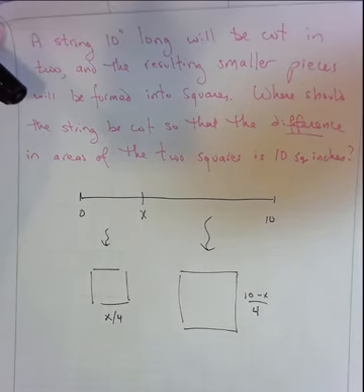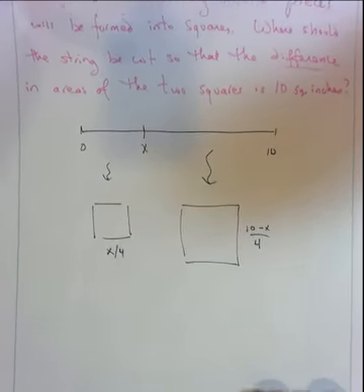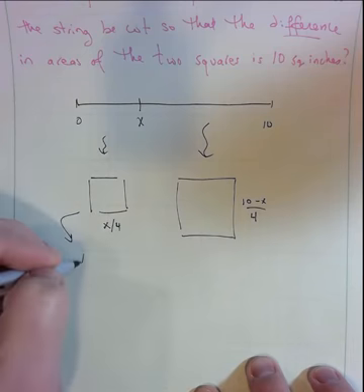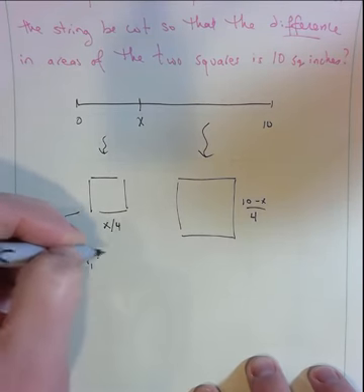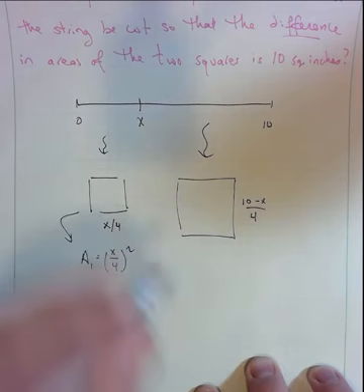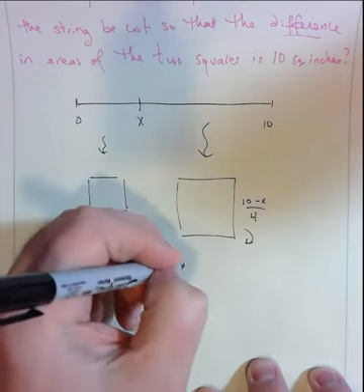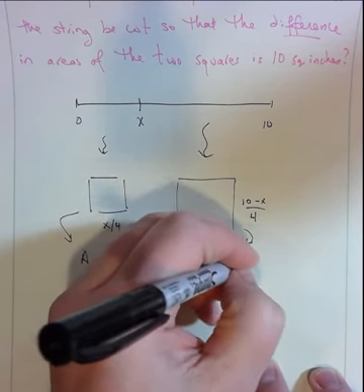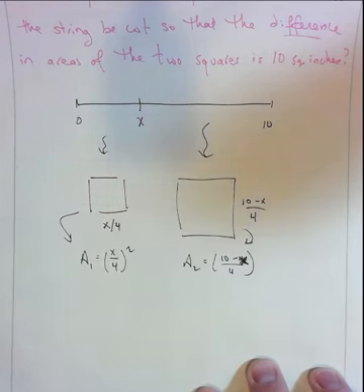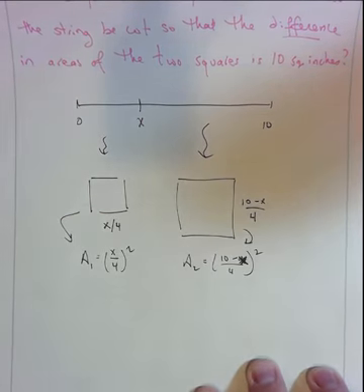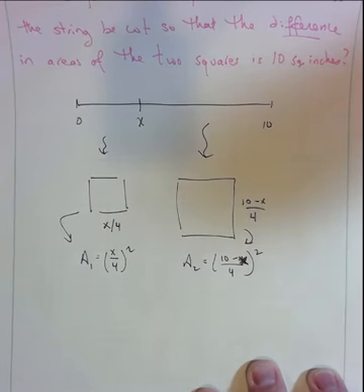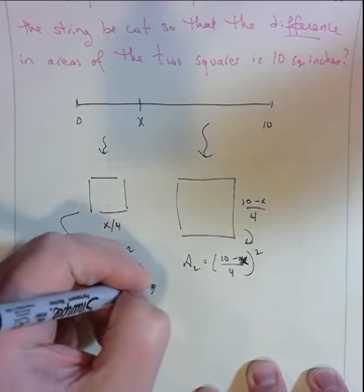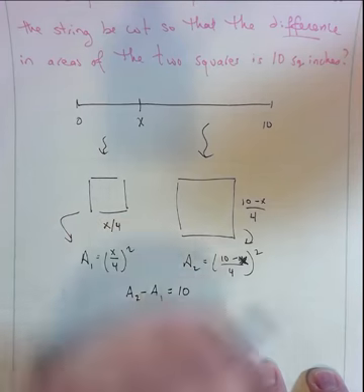So pardon me while I scoot the paper here. The area of this square, let's call it A1, that is x over 4 squared. The area of this square, let's call it A2, is 10 minus x over 4. Come on, there's an x. That really is an x, trust me. 10 minus x over 4 squared. And we want A2 minus A1 to be equal to 10.